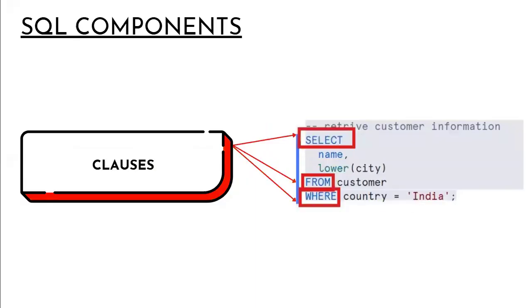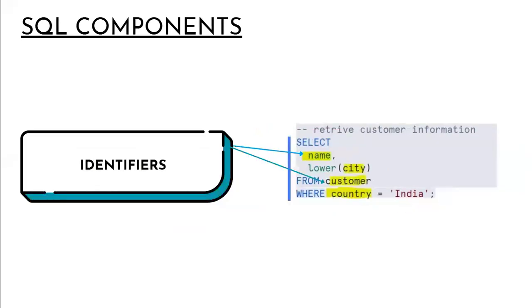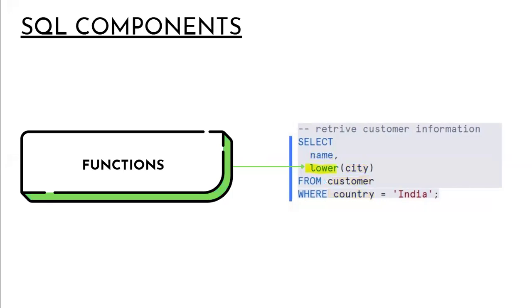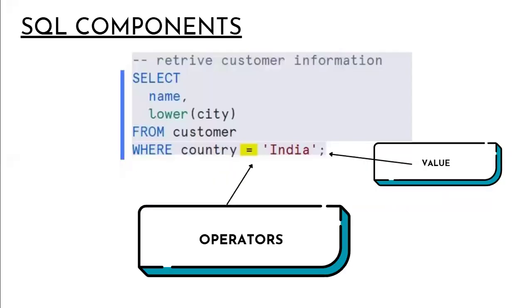We have multiple clauses in the DQL query, and a few of them are the select clause, from clause, and where clause. In the from clause, we put all the table names. In the select clause, we put all the column names. In the where clause, we can write our conditions. Then there is a concept called identifiers, which are the things we define explicitly, like column names and table names. Then this is a function, which will transform or manipulate the data in the existing table. Then this is an operator, then this is a value.